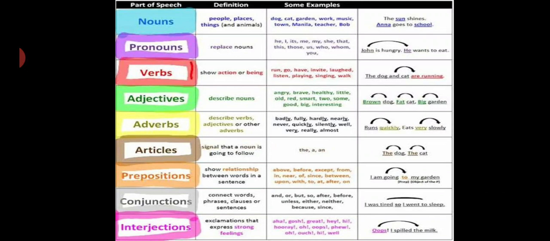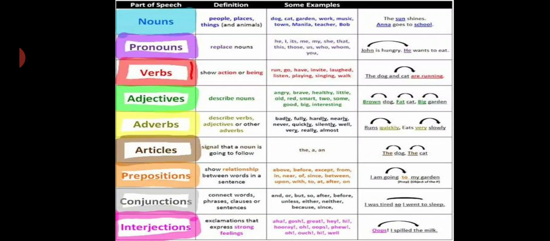Next part of speech is conjunction. A word that connects two sentences or phrases or clauses or words is called a conjunction. A list of conjunctions is given here: and, or, but, so, and so on. This can be used in a sentence and the example is given here: I was tired, so I went to sleep. Here, so is a conjunction.